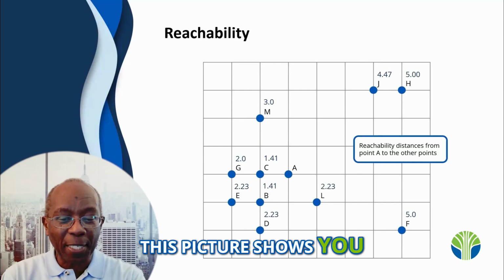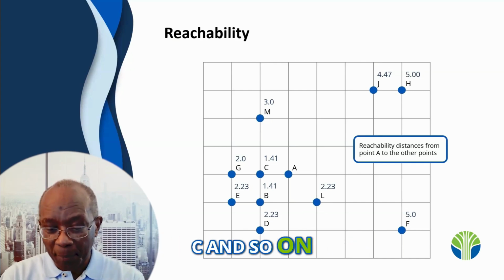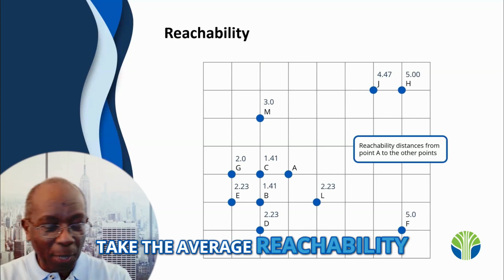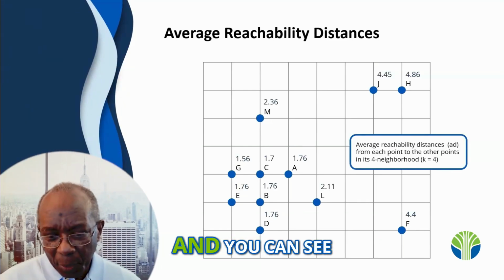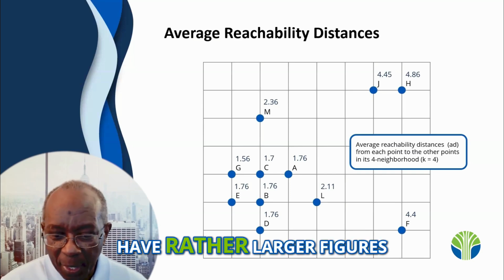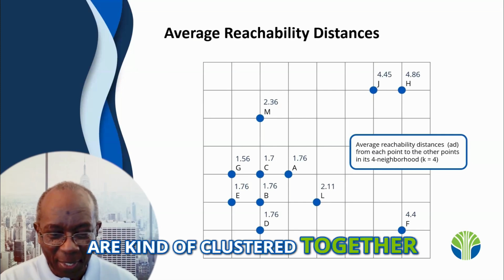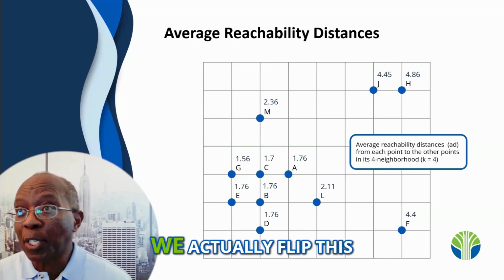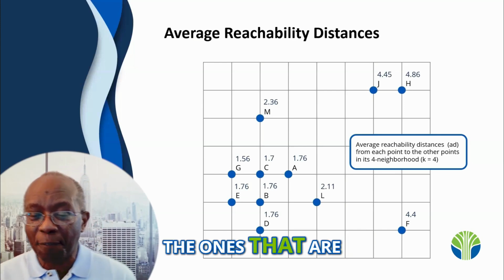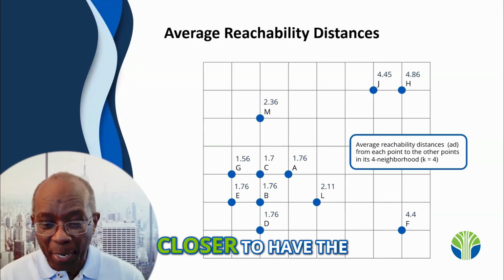See, this picture shows you that calculation for A. Now do it for B. Now do it for C, and so on. And why don't we take the average reachability around each point? Here's what it looks like. And you can see that points like J, H, F have rather larger figures, and M for that matter, than the points which are clustered together, like the C's and the G's and so on. We actually want to flip this so that the ones that are far away have the smaller numbers, and the ones that are closer have the bigger numbers.